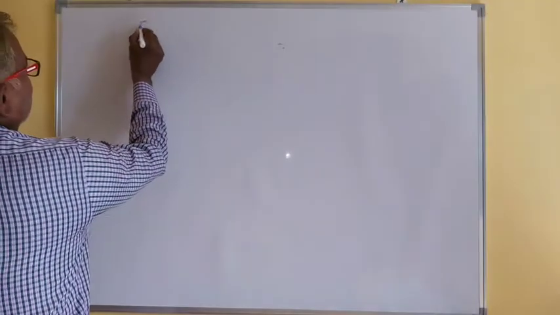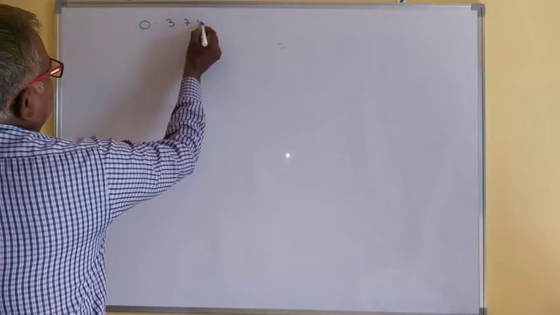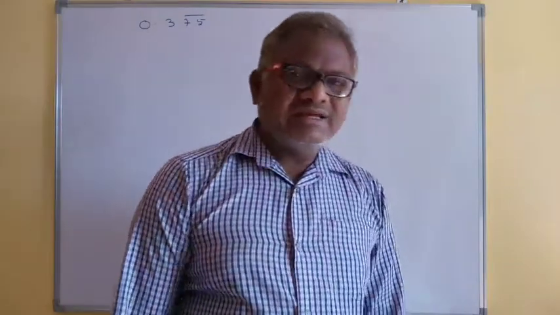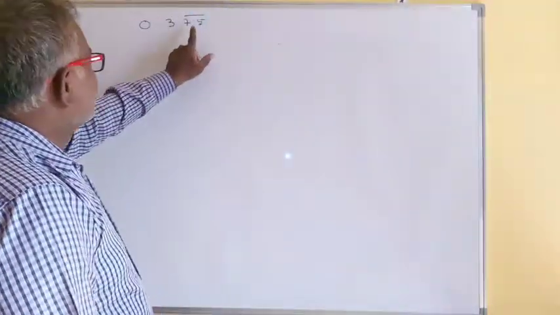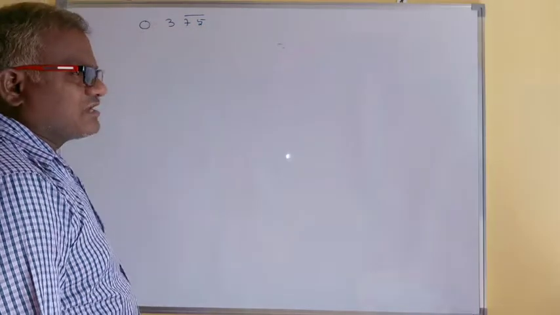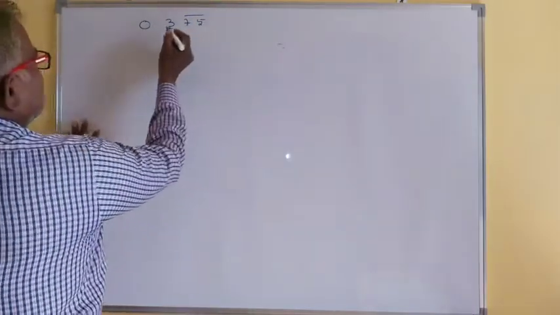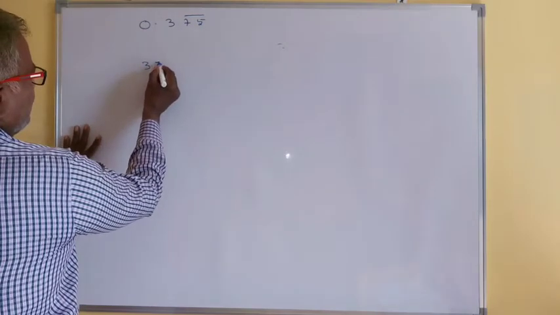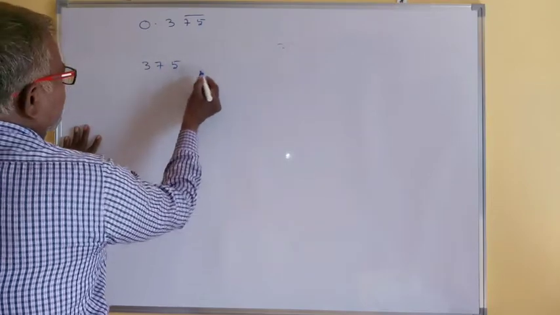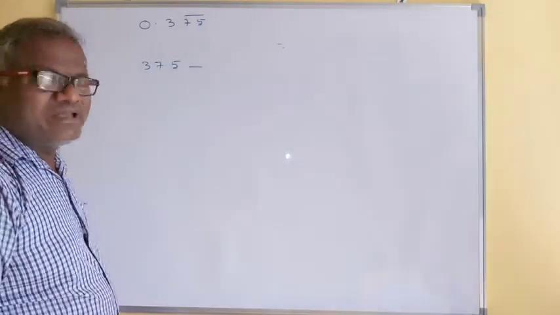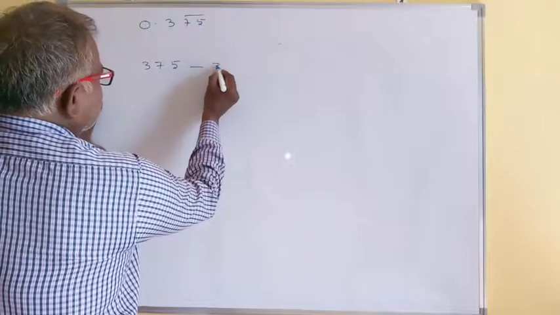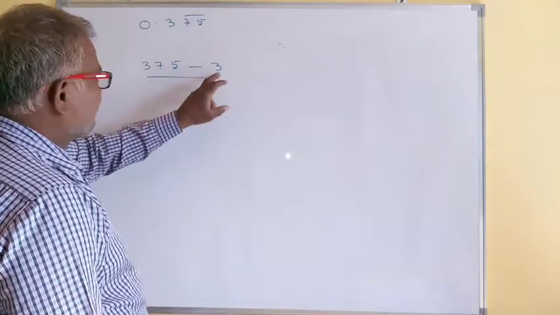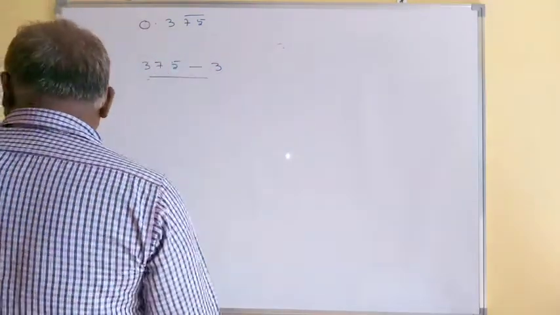This is the question. Convert 0.375 bar, 75 bar, into rational form. That means, what is our procedure? First write down the complete number minus non-repeating digit. This is the non-repeating digits without bar. First write down the whole number, complete number, and write down the digit which is not under bar.